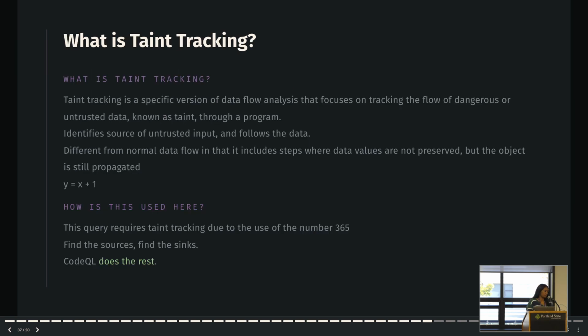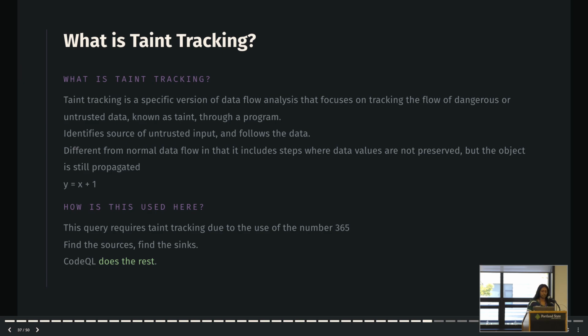As Tong mentioned before, I wanted to be touching on taint tracking. This is something that is absolutely necessary for this query. Tong explained data flow before, how it traces the flow of information from one part of a code to another. CodeQL taint tracking, on the other hand, focuses on tracking the flow of potentially dangerous or untrusted data, known as taint, within a program. It identifies the sources of untrusted input and then follows that data to determine if it reaches vulnerable parts of the system without proper validation or sanitization.